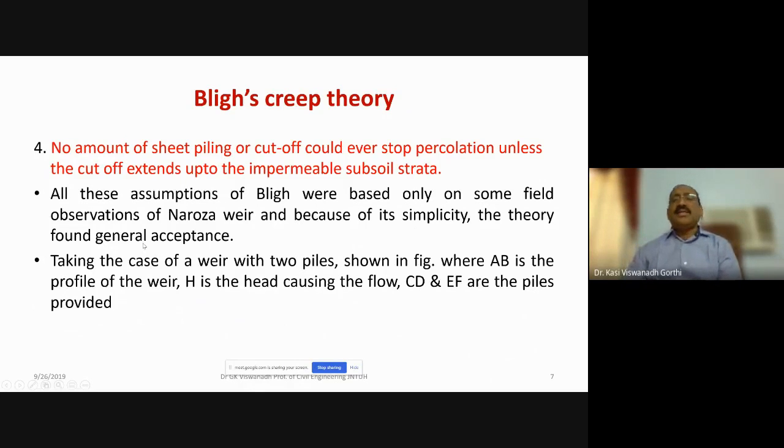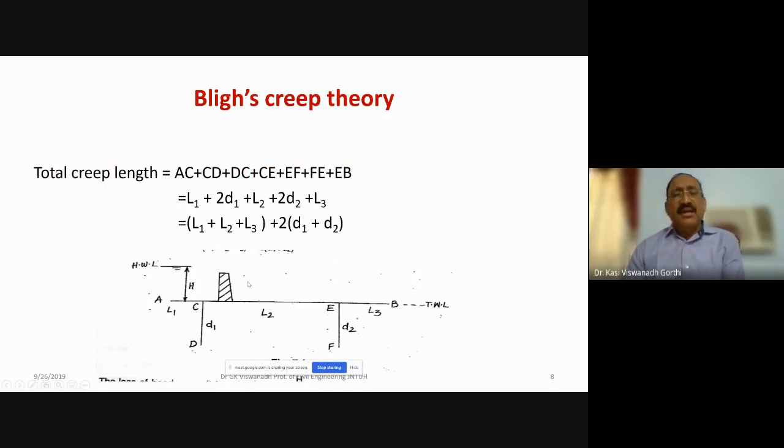So Bligh made certain assumptions which are very serious in nature. Sometimes they may not be very practicable, or they are not very near to the practical condition, but still this has been given a lot of acceptance because you got some theory to make the calculations to arrive at the thickness of the foundations at different places. So taking the case of a weir with two piles, where AB is the profile of the weir, H is the head causing flow, and CD and EF are the piles provided.